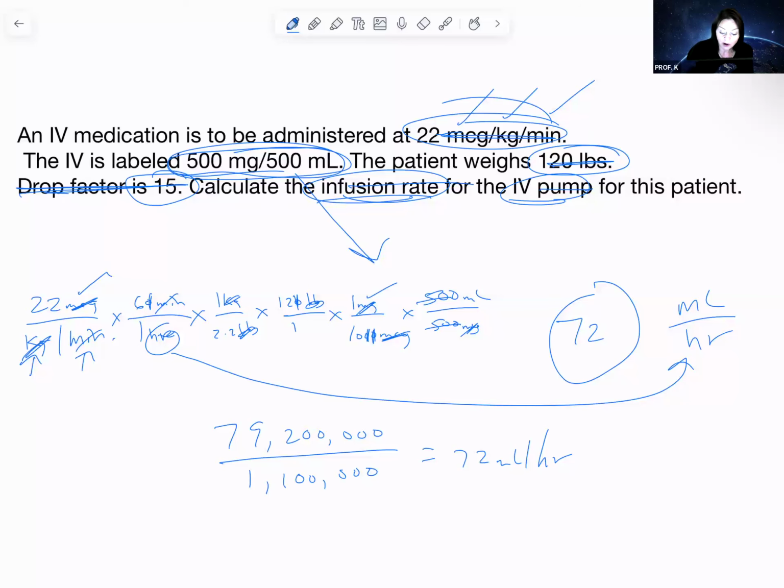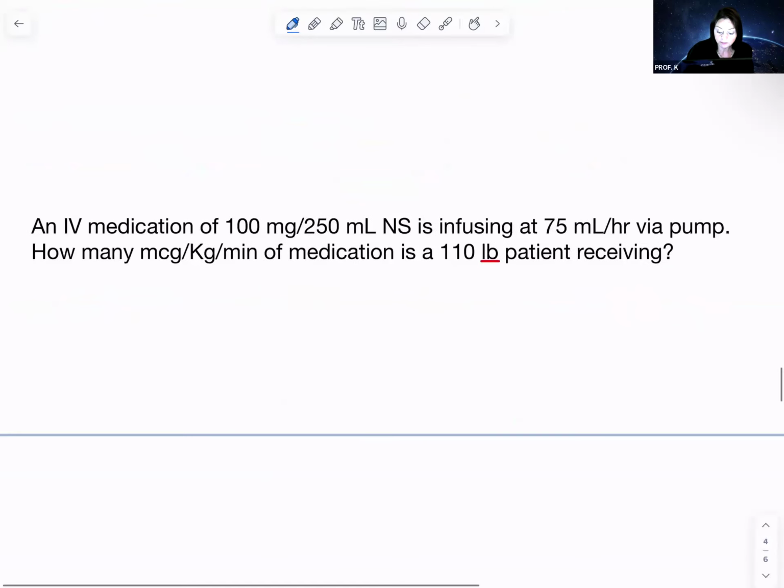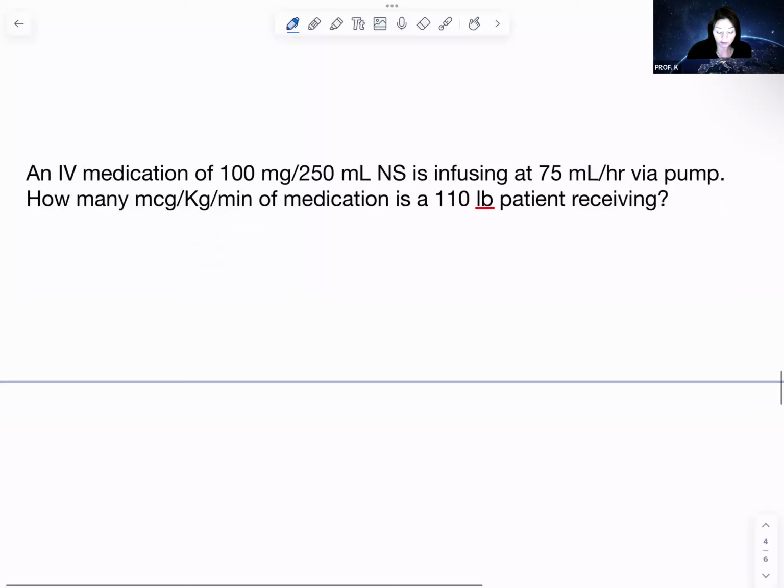So this one started with a 3-factor problem. This one asks you to solve for 3-factor. Now you can see we're running out of time. All right, but I want to do this one with you real quick.